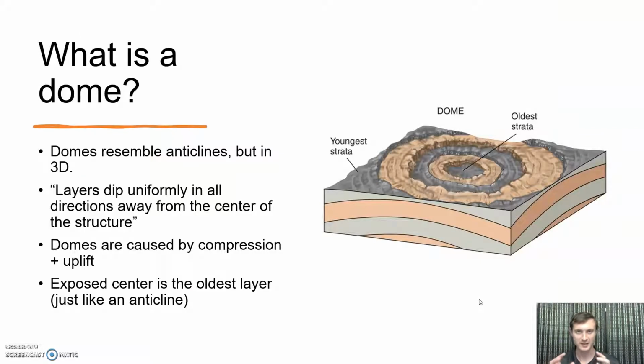Now, imagine we take a bowl and we turn it upside down. This is a dome. It's something that's like an anticline, but sort of three-dimensional going all around, right? Like the dome on top of a building. So all the layers dip, right? They go down away from the center of the structure in all directions.